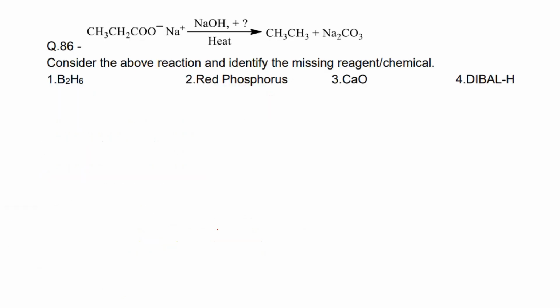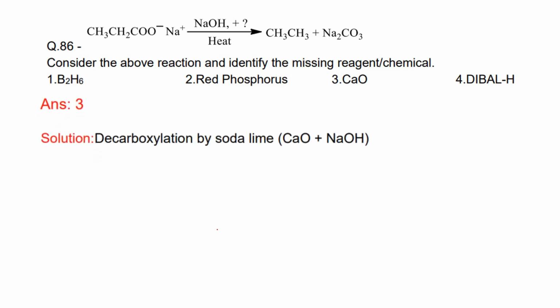So next question we'll see. Question number 86: sodium propanoate is heated with sodium hydroxide and something else, and we are getting ethane plus sodium carbonate. So this is clearly a decarboxylation reaction. Decarboxylation reaction means we need soda lime. In soda lime, what is the combination? Sodium hydroxide and calcium oxide, that is the combination. So option 3 will be our correct answer. So the answer is 3 for question number 86.